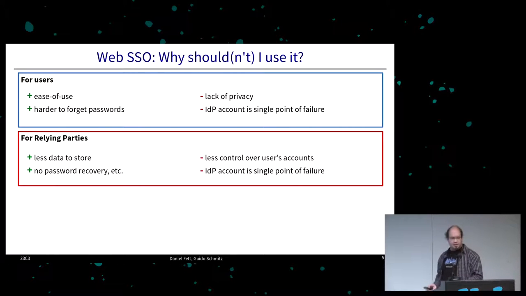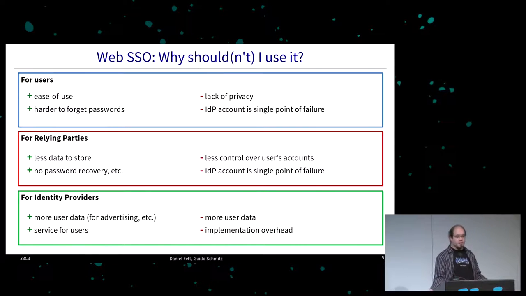For relying parties, they need to store less data. They don't have to care about password databases that can leak. They don't have to care about user registration, password recovery, and all the hassle that comes with user accounts. But they also have less control over their users' accounts, because they outsource the authentication to this identity provider. And also here, the identity provider is a single point of failure.